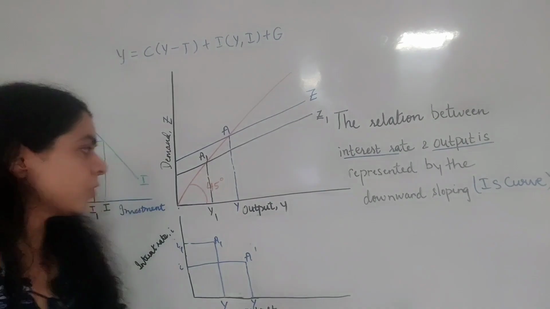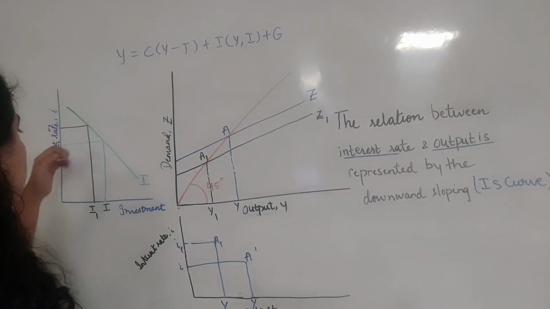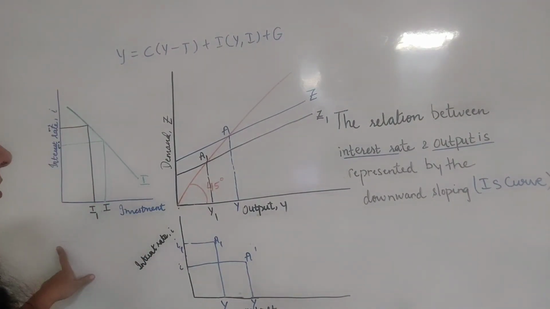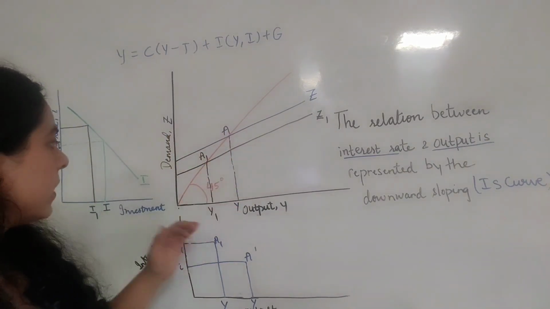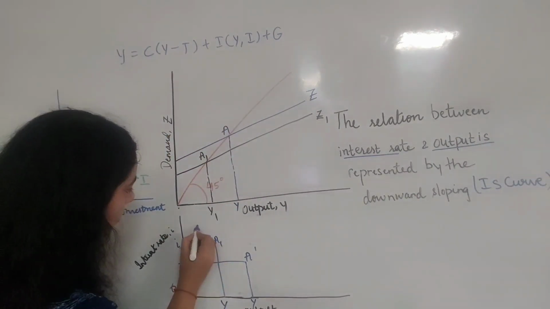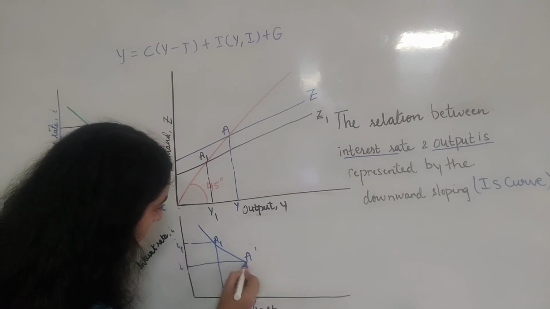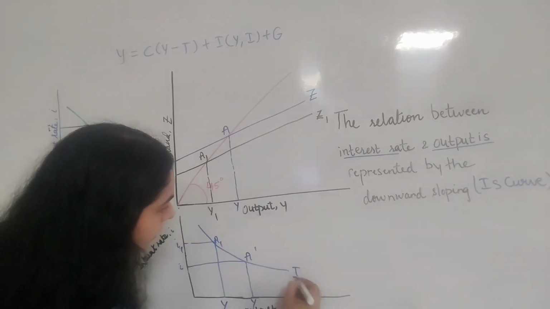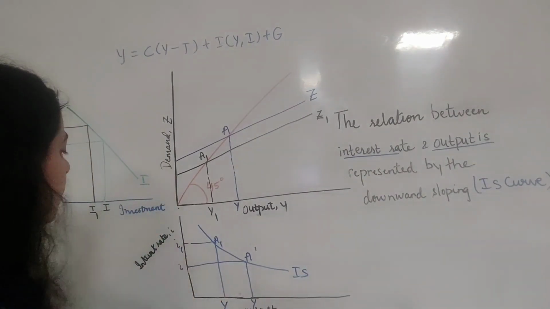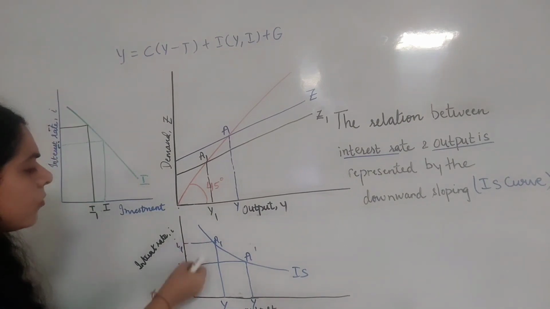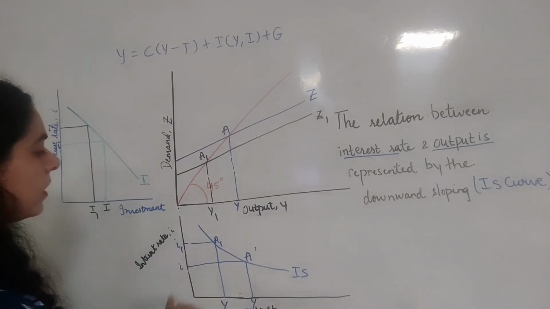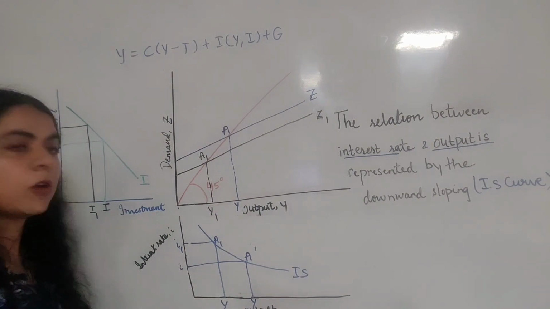So a higher interest rate leads to a low level of investment and a fall in demand, and the relation between interest rate and output can be shown in the form of the IS curve. At a higher interest rate, we have a lower level of output, and at a lower interest rate, we have a higher level of output.